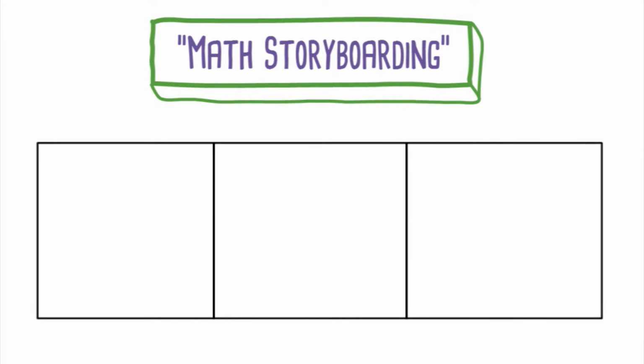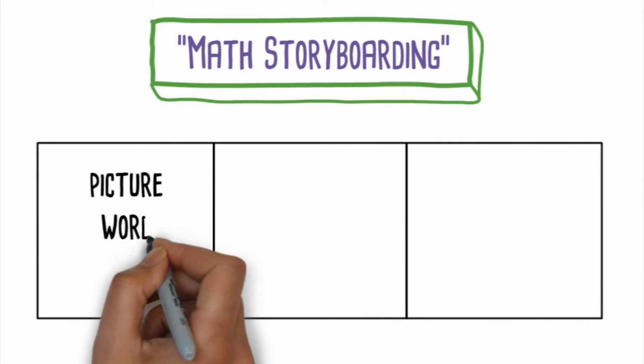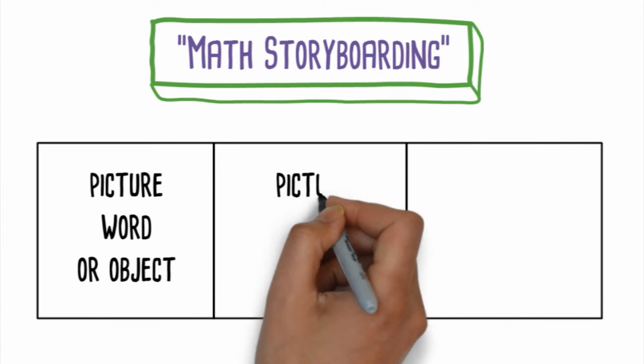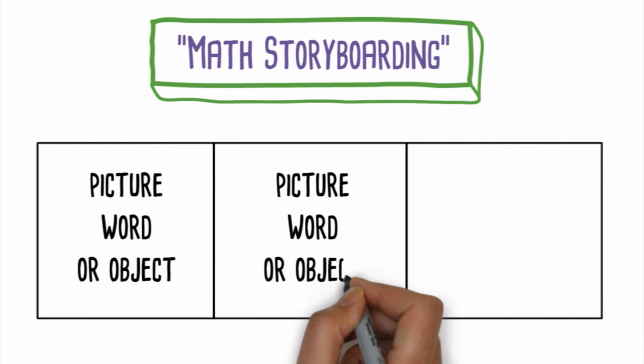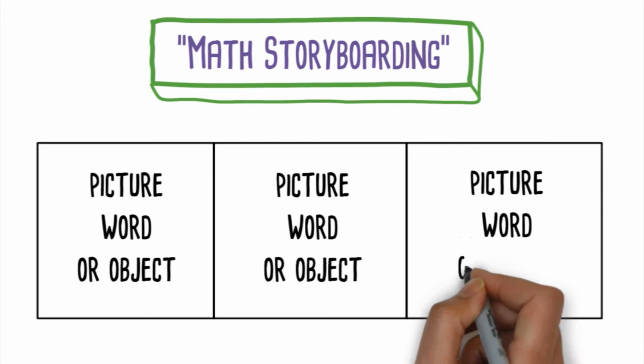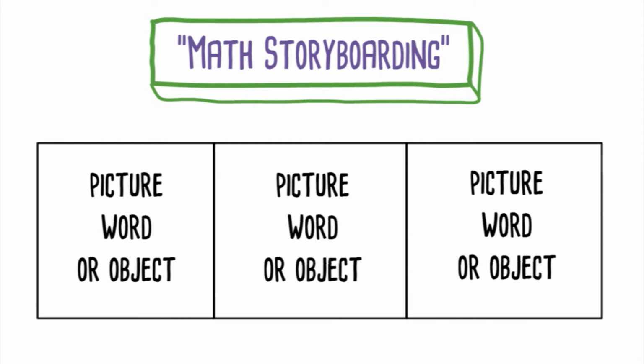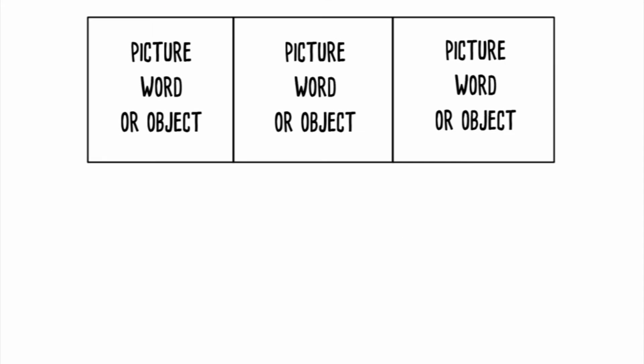The 3 sections or boxes of the rectangle become the storyboard. On the storyboard, the students will need to draw a picture, word, and/or object in each box to represent all values within the word problem. The values or numbers in the word problem are to be placed underneath each storyboard picture, word, and/or object.